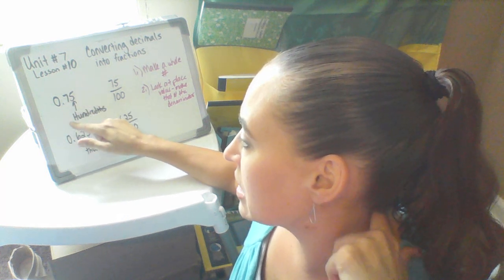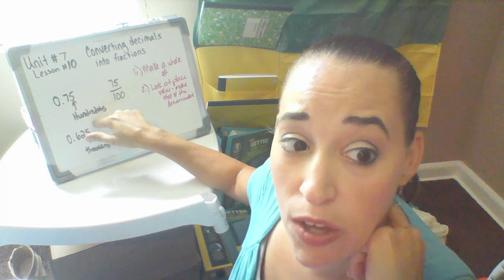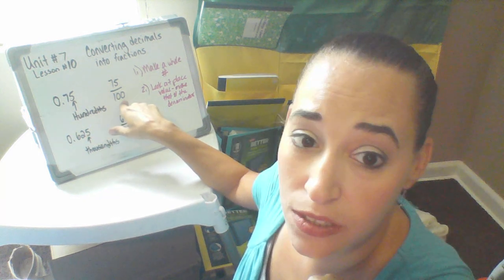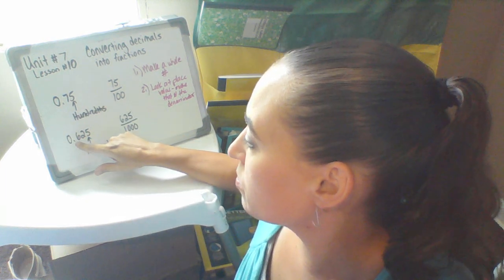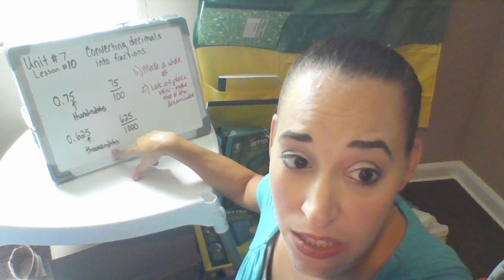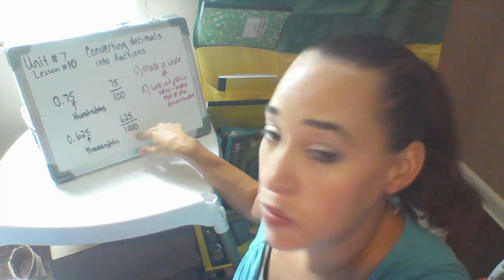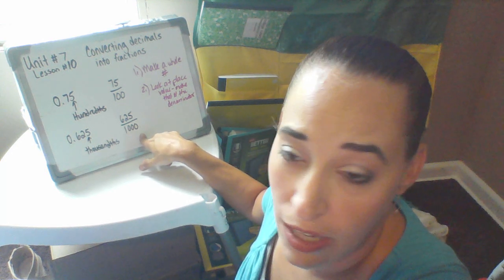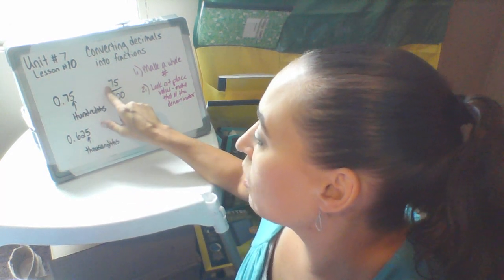0.75. The 5 is in the hundredths, so I know my denominator is 100, just like down here. So 0.625. The 5 is in the thousandths, so I know my denominator is 1,000. Okay. So now I'm making it a whole number.